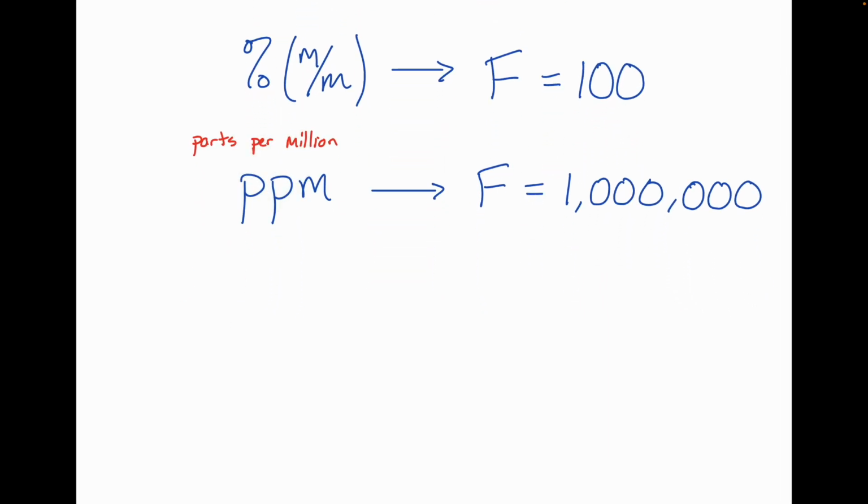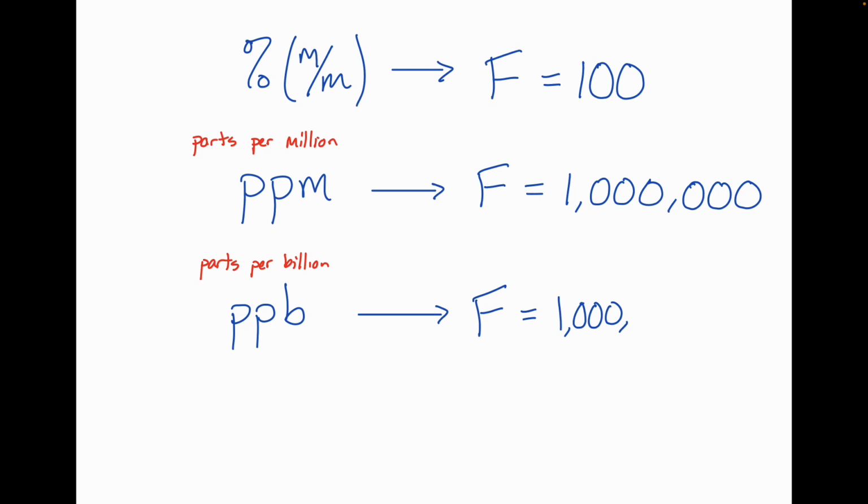And maybe they care about something even more dilute, ppb, or parts per billion. And what do you think the value of F is in parts per billion? A billion. We can also say a million is the same thing as 10 to the 6. A billion is the same thing as 10 to the 9.